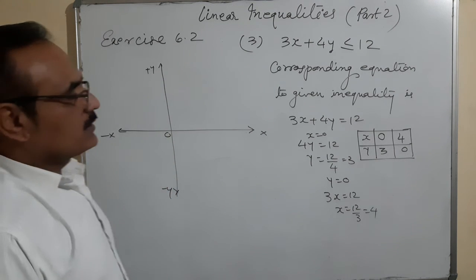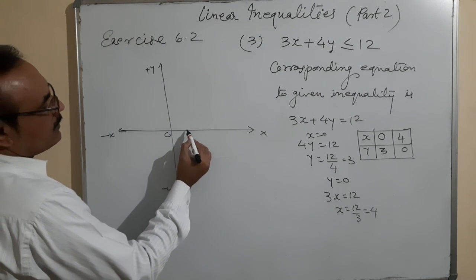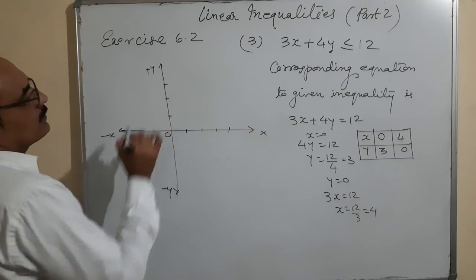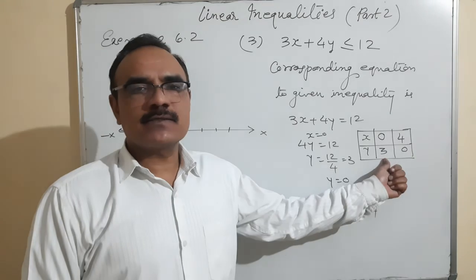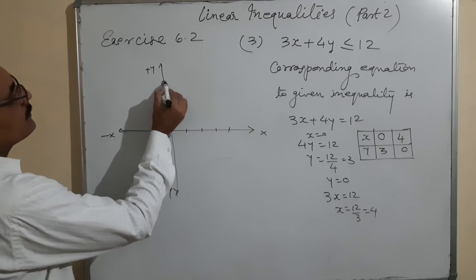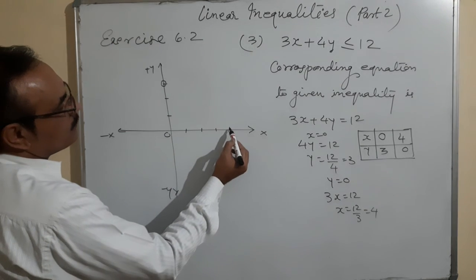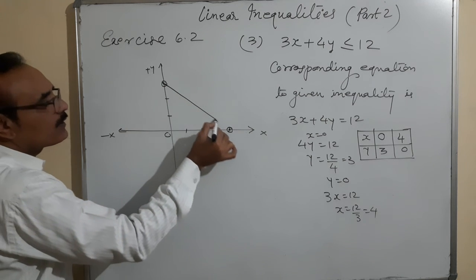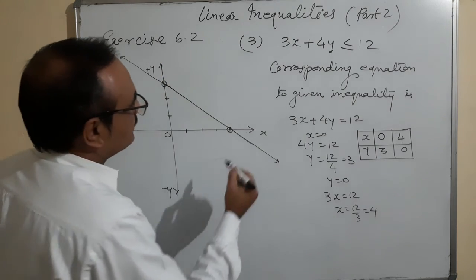Origin, 0, 3, 4, 0. 1, 2, 3, 4. First coordinate 0, comma 3. X axis 0, y axis 3 on positive side. This is the point. Second, 4, comma 0. X 4, y 0. We can join both the points. Okay, this is the line.